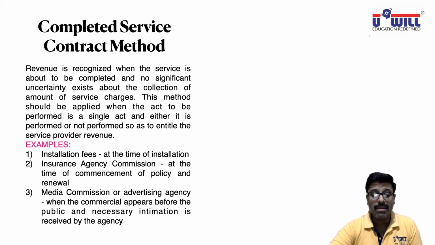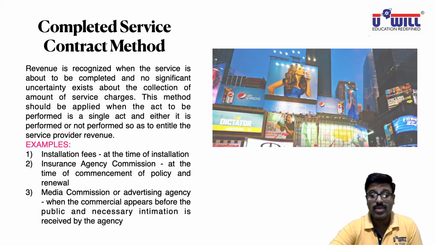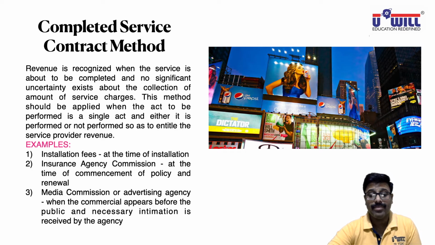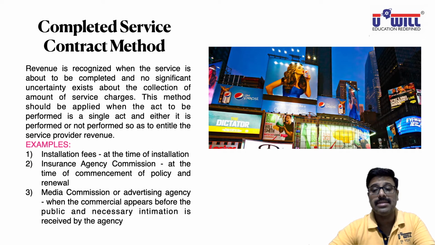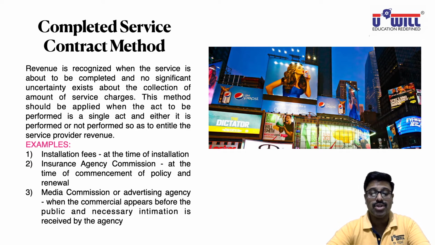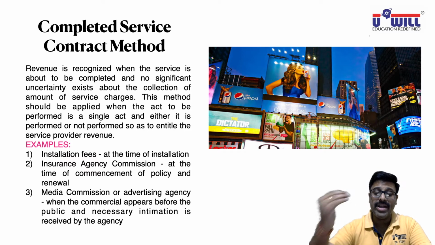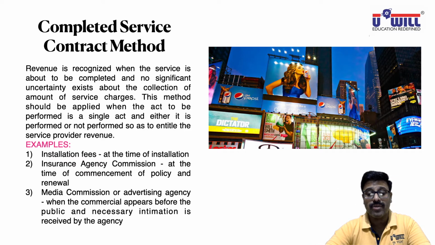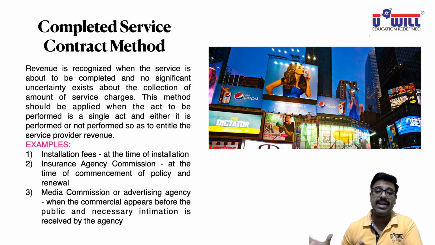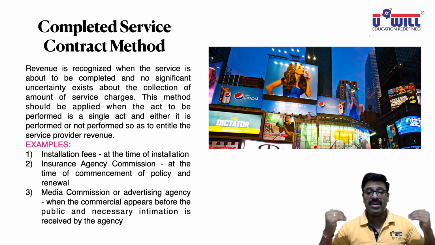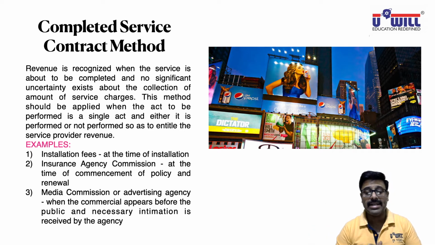Then media commission or advertising agency, like this one. Hoardings you find on the roadside. Okay, so that is advertising. Commercials you find in between the television serials, in between the movies, they all are media commission or advertising agency. When the commercial appears before the public and necessary information is received by the agency. So if you buy any hoarding on the roadside, then when will that hoarding provider record it as a revenue in his books of account? As soon as that hoarding is put and the public can view that. So even if you have paid the money, even if you have not paid the money, then he will show it as outstanding in his books of accounts, but he will record the revenue in his books of accounts.